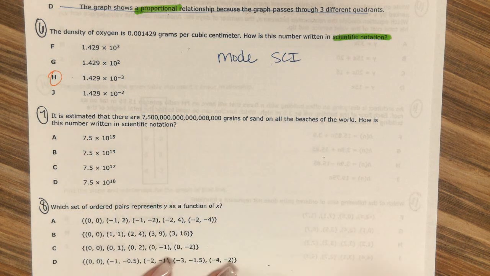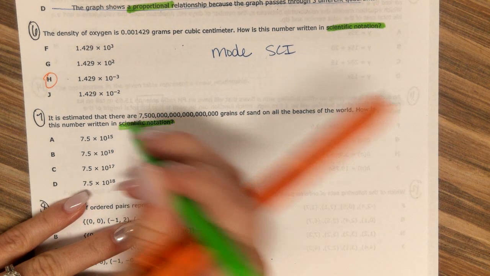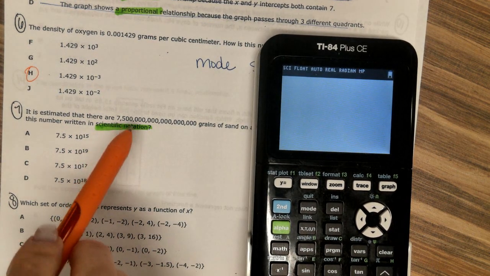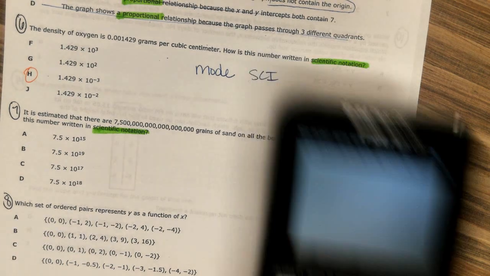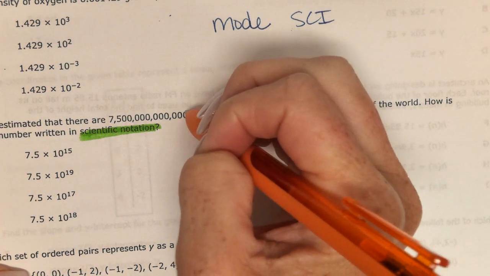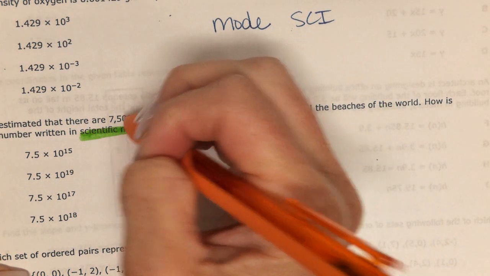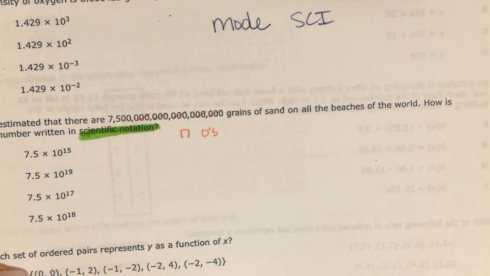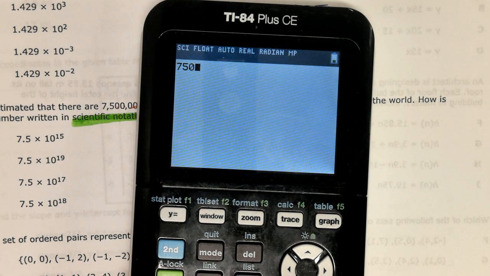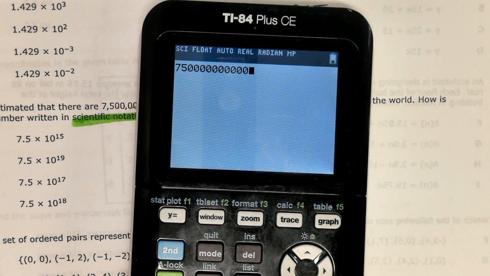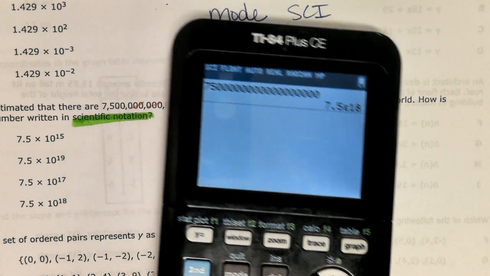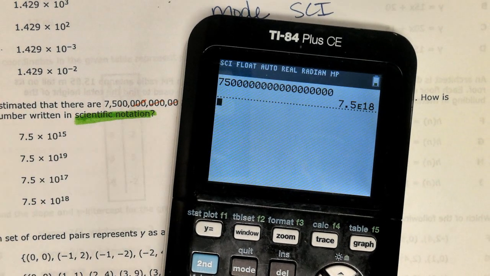Okay, same thing here. I want you to put it in scientific notation. So my mode is going to stay in SCI. Now, to do this one, am I going to put commas in my calculator? No, I'm going to just count these zeros real quick. So this is 3, 6, 9, 12, 15, 16, so 17 zeros. So I'm going to put a 2, I'm going to put a 7, 5, and then I'm going to count 17 zeros. There's 17 zeros, and there's my answer. So the answer was D.